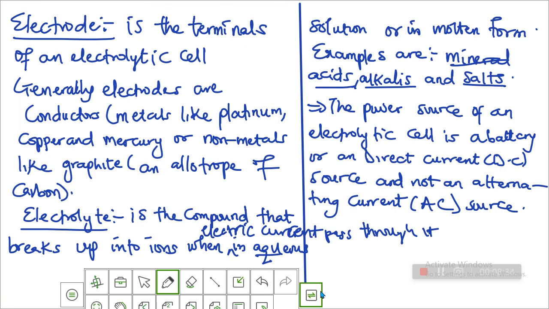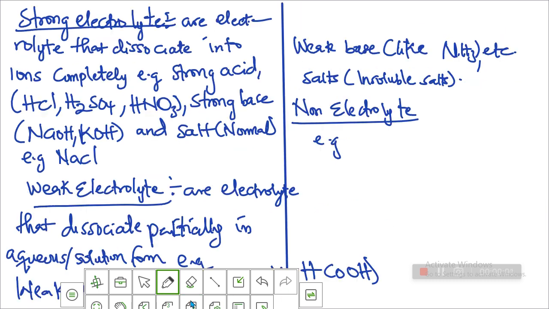So now they say the power source of an electrolytic cell is a battery or a direct current. Direct current is different from alternating current. So the power source of an electrolytic cell is a what? Battery or a direct current source, and not an alternating current AC source that passes through it. So take note that it is a battery that's a source for a what? Electrolytic cell. So now let's continue.